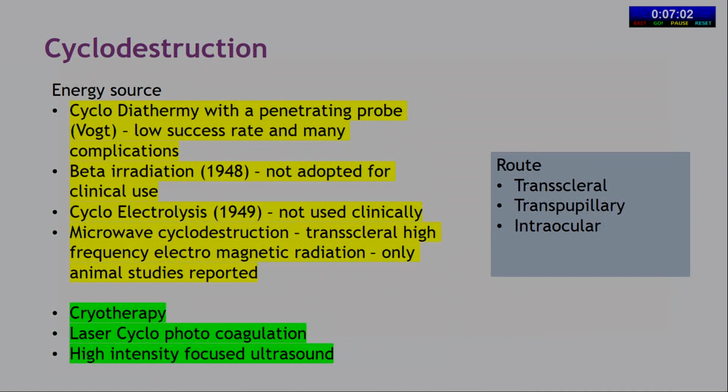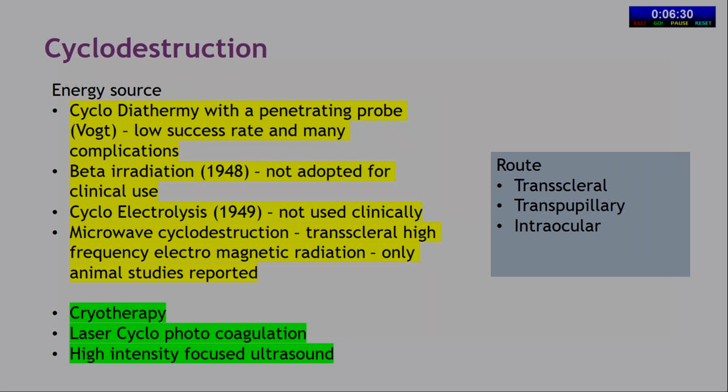seeing eyes. So in the past, we had procedures like cyclodiathermy, beta radiation, and for those of you who are studying, in fellowship and students, I think this is of interest. Cycloelectrolysis, even microwave was used to destroy the ciliary body, but these were all animal studies, and nothing really went into clinical practice. Cryotherapy was used for a very long time. We've all done cryotherapy for many, many years before switching on to the lasers. And in certain centers, high-intensity focused ultrasound is also available, but is not commonly used in many centers.